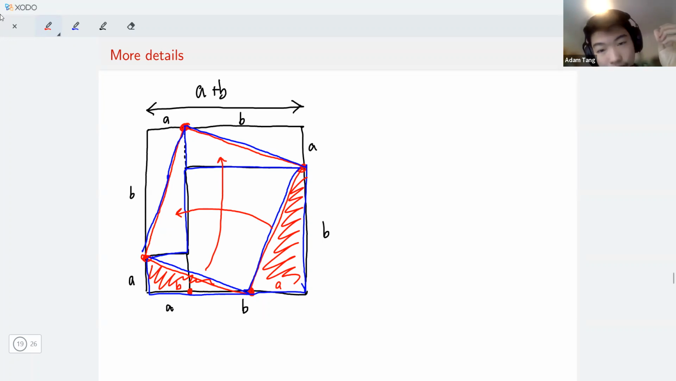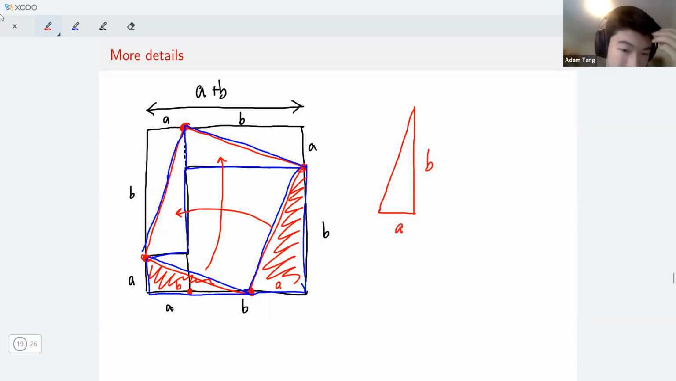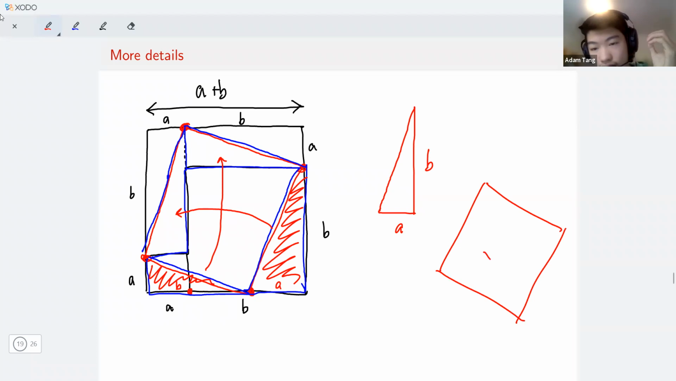Each of these smaller pieces is an A by B right triangle, right? So this is always possible. We just take the A and B, transfer it this way, the other one, and transfer it this way. And we finally end up with a nice square with area A squared plus B squared. So we see now that it's possible to turn any two squares into another square with the same area as the total. And that's good because we can just repeat this process for multiple squares.